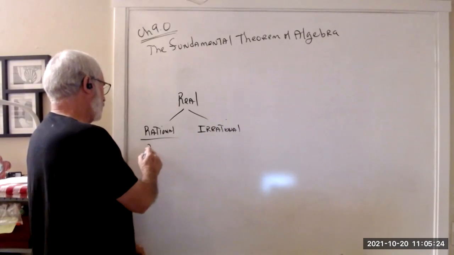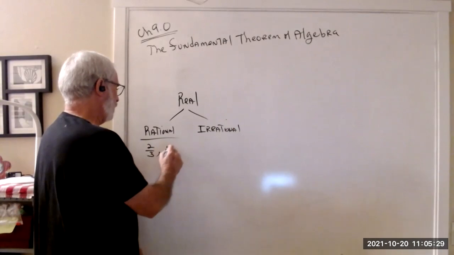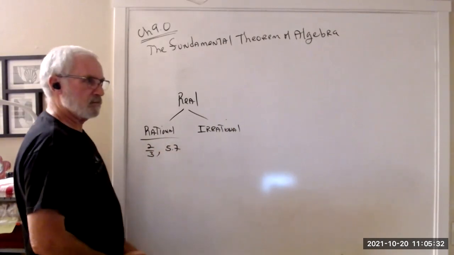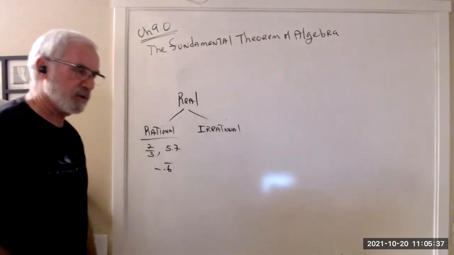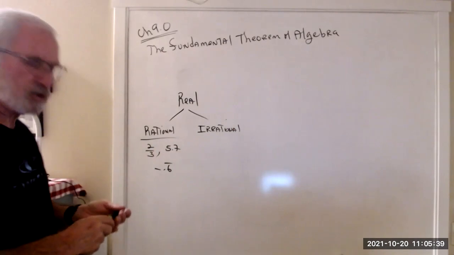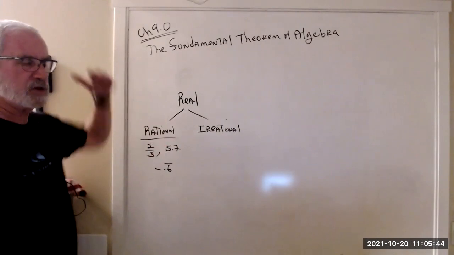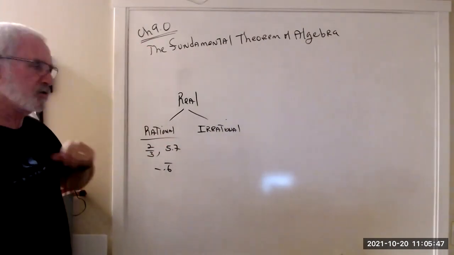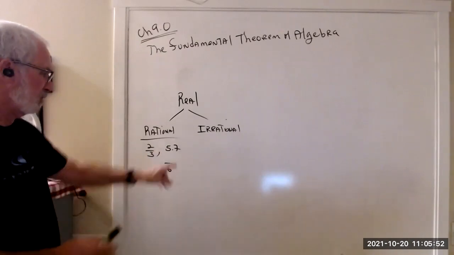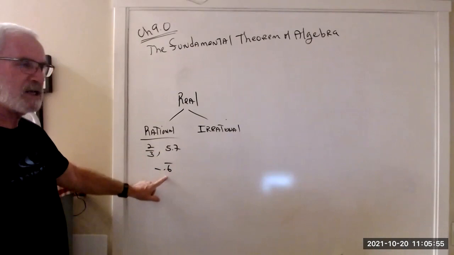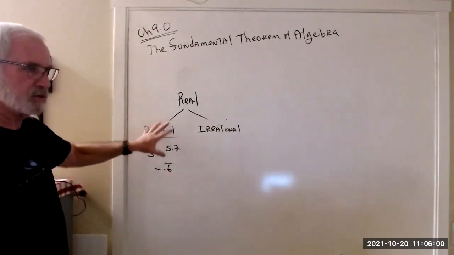Rational numbers are like 2/3, 5.7, -0.6 repeating. Those are all rational numbers. And there's various ways to describe a rational number. You can say they can all be written as a fraction, where the top number is an integer and the bottom number is an integer. Or you could say when you look at their decimal, it either stops, like 5.7, or repeats a pattern. So there's a lot of ways to look at rational numbers.